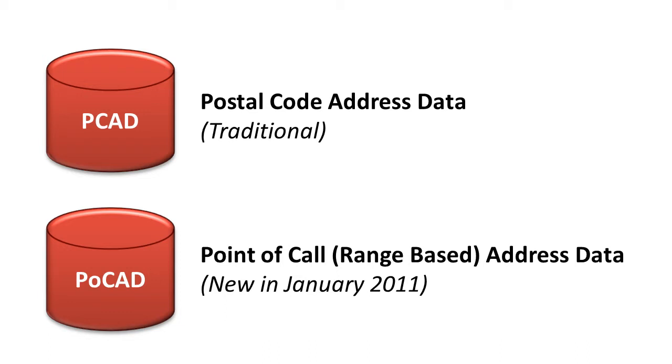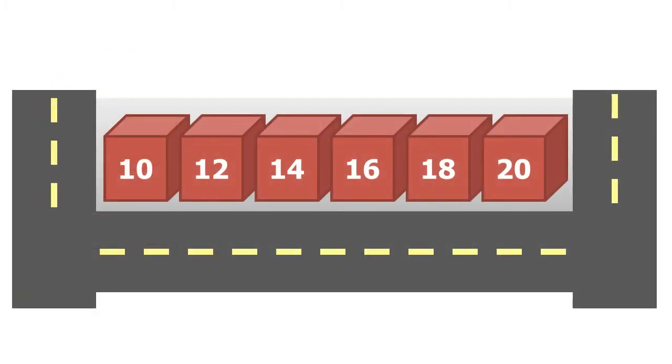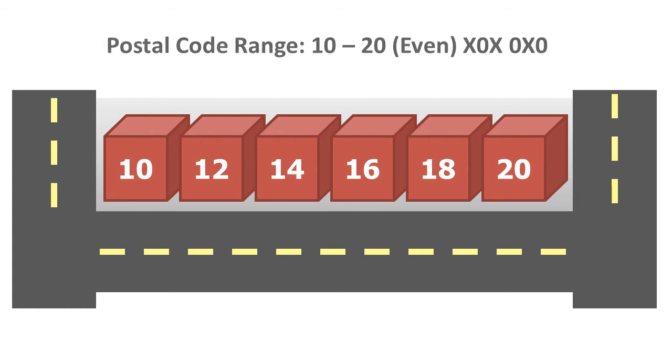To understand the differences between them, let's look at how a typical Canadian postal code works. Let's imagine that we have a street with a row of houses. A typical postal code contains a range of street numbers for one side of a block face. In this example, our postal code includes even numbers from 10 to 20. It's important to understand that traditional PCAD data is based on ranges, not on individual house numbers. Using this postal code range, ENCODE would tell you that the address at number 16 is valid.